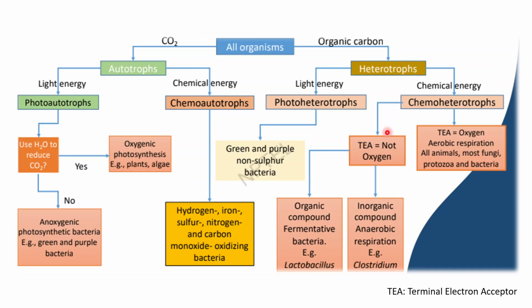So chemoheterotrophs, if the terminal electron acceptor is oxygen, then it is the usual aerobic respiration, which we have studied in the previous sessions. So you have studied the electron transport chain and how ATP is being made, the whole oxidative phosphorylation. Most of the animals, fungi, protozoa, bacteria follow this aerobic respiration, whereas most of the plants and algae and some bacteria follow oxygenic photosynthesis. So this is the difference between the two.